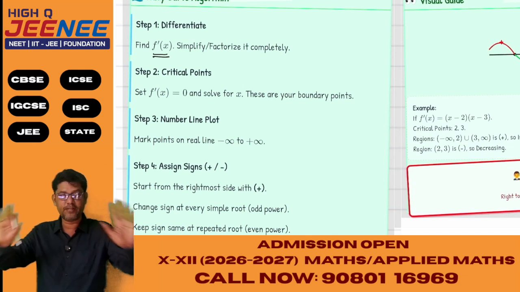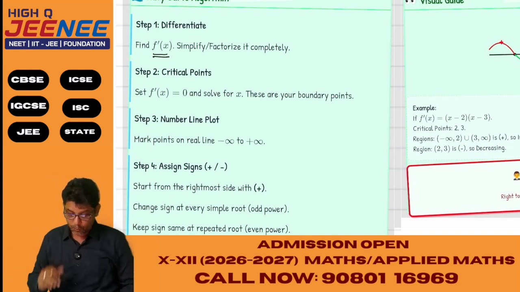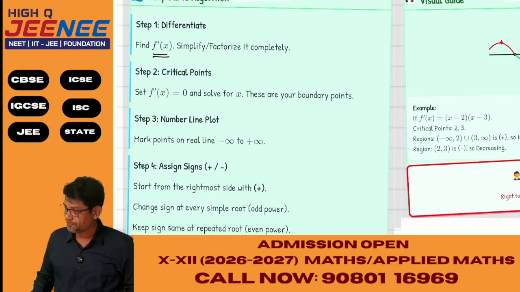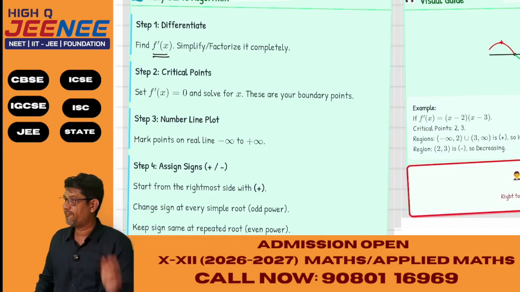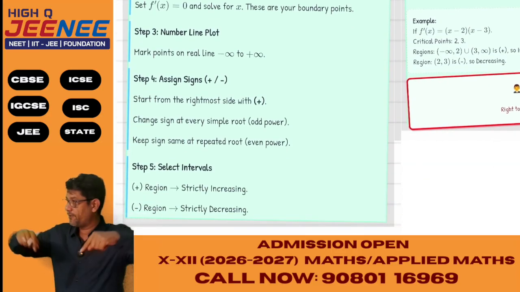In the question, f of x is given. Step 1, differentiate, that means f dash of x. What is step 2? Critical point. What is a critical point? We need to find the value of x when f dash of x is equal to 0. Those are your boundary points.